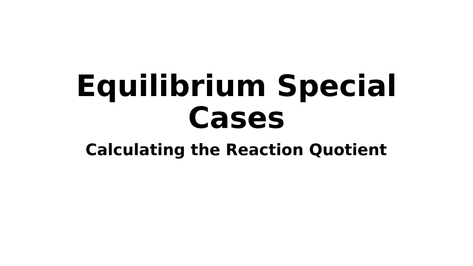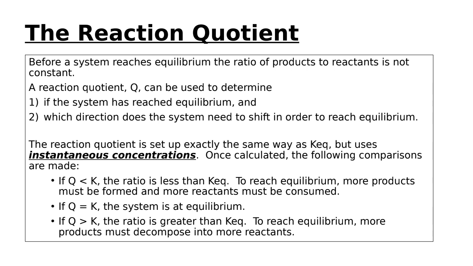This lesson is going to focus on equilibrium special cases, and specifically calculating the reaction quotient, which is going to tell us whether a system has actually reached equilibrium or not. So we've dealt with questions that have systems that have reached equilibrium, and we've done the math to solve for a variety of things. What we're going to look at now is what is happening just before a system reaches equilibrium. And we know that just before it reaches equilibrium, the ratio of products to reactants is not constant.